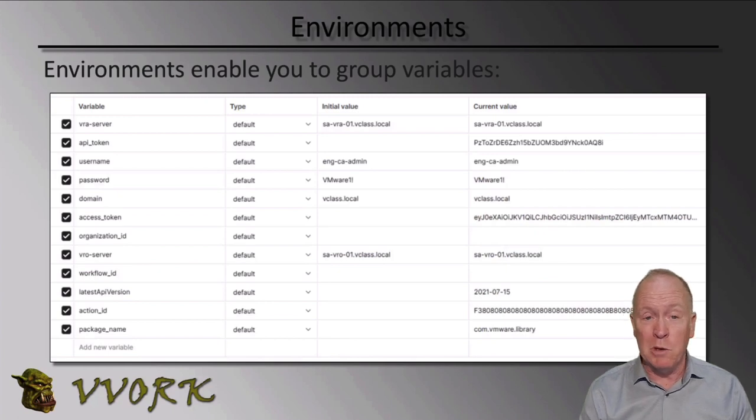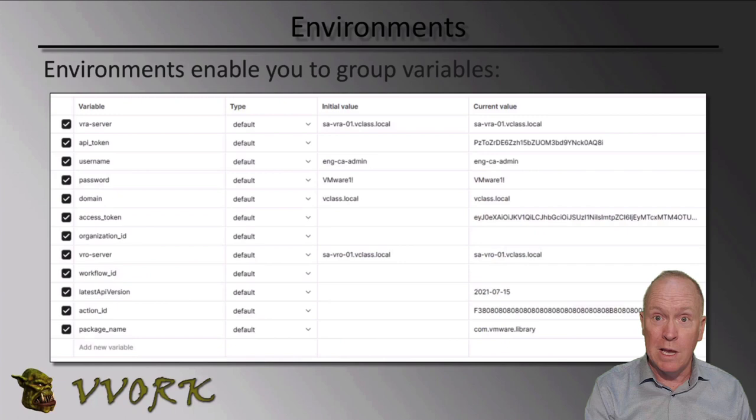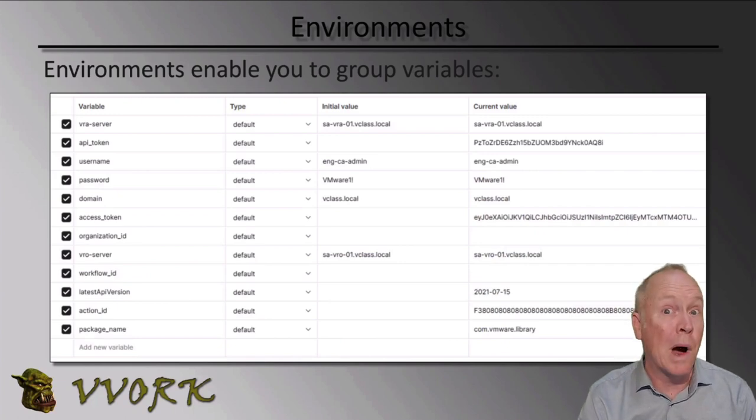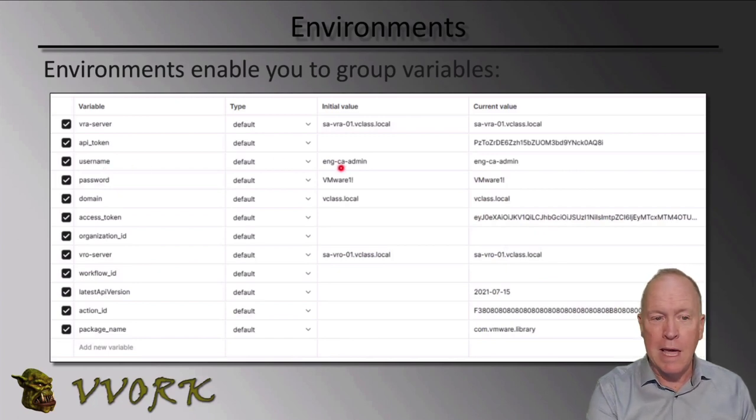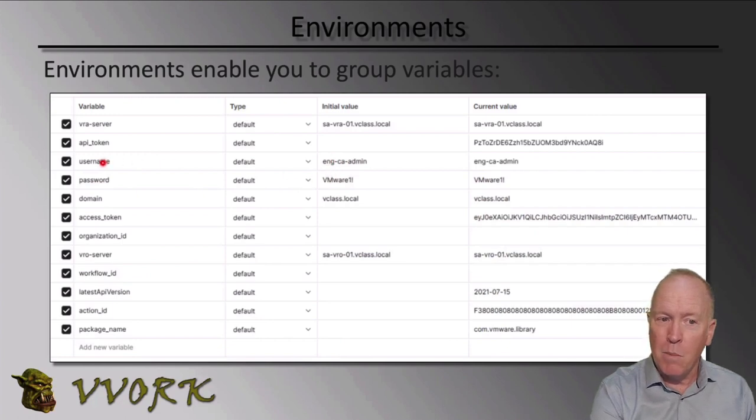With variables, you can take values, and instead of hard coding those values into your REST request, you can put the values into variables and then use those variables wherever you want within Postman. So for example, if I have a username, such as eng-ca-admin, and a password, VMware1bang, instead of hard coding these values into our REST requests, we can put those values into variables.